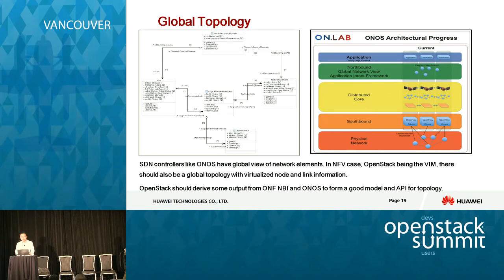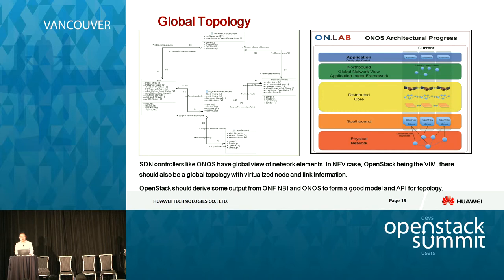Here is the global topology. Since what we are doing in ONOS, the Open Network Operating System, ONOS as a controller has the global view. Similarly, in OpenStack as the VIM, SDN controllers like ONOS have a global view of network elements. In every case, OpenStack being the VIM, there should also be a global topology with virtualized node and link information. Also, I think OpenStack should derive some output from the ONF NBI and ONOS to form a good model and API for topology.